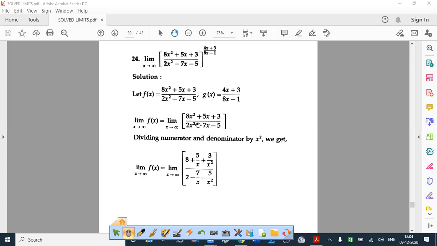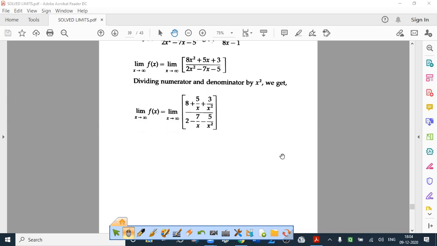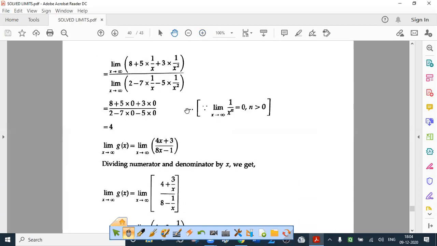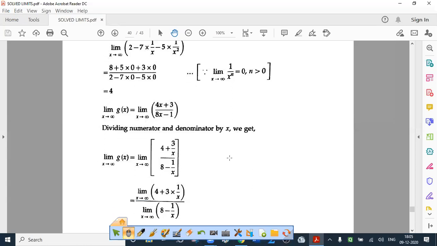The limit as x tends to infinity of f(x): divide numerator and denominator by x square. Now the limit of 1 upon x and 1 upon x square as x tends to infinity is 0. So it is simply 8 upon 2, which is nothing but 4. Then the limit of the index can also be obtained easily. Divide numerator and denominator by x. So this is 4 upon 8, that is half.